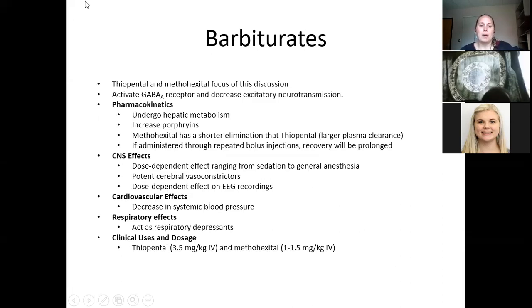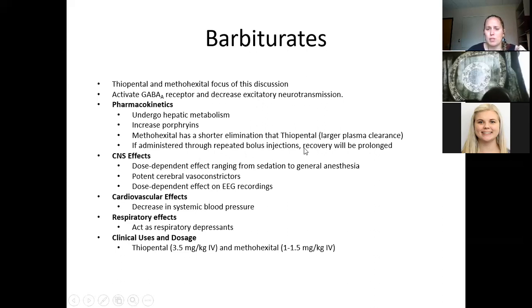Okay. Barbiturates. So the barbiturates, again, that's an entire umbrella category of drugs, but the barbiturates we're specifically speaking about here are thiopental and methotrexate. They're going to activate the GABA-A receptor, a very similar mechanism of action to what we saw in propofol. They do have hepatic metabolism. Methotrexate has a shorter elimination than thiopental, but thiopental has a larger plasma clearance, and so that balances those two components of the pharmacokinetic profiles of these two drugs.